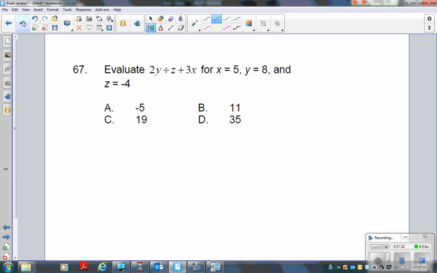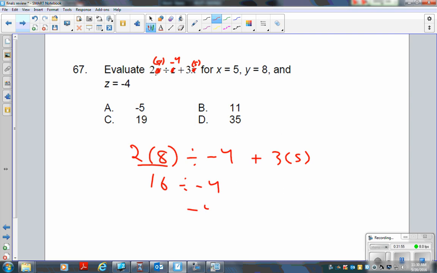All right, so again, they say x is 5, so take out x and put a 5. Take out y, put an 8. Take out z and put a -4. So this is 2 times 8 divided by -4 plus 3 times 5. All right, you always do the multiplication. This gives me 16 divided by -4. That gives me -4. And 3 times 5 is just 15. It gives me 11.